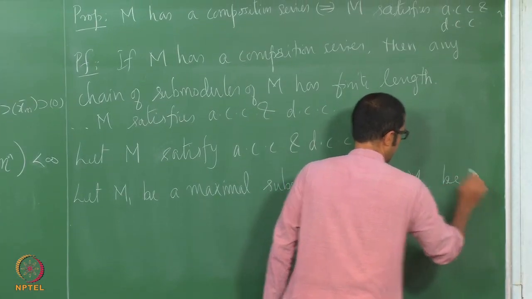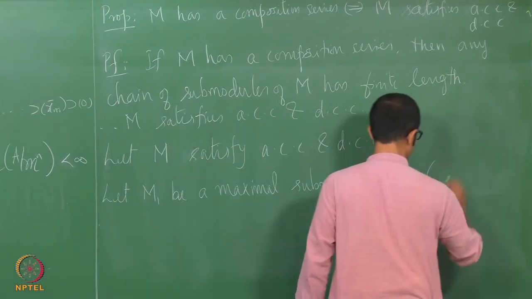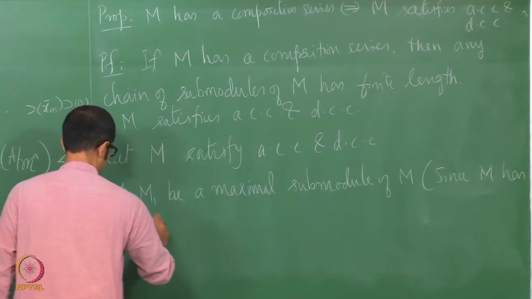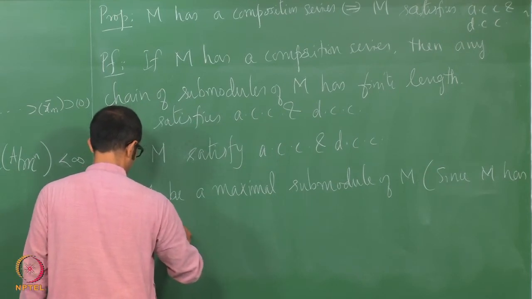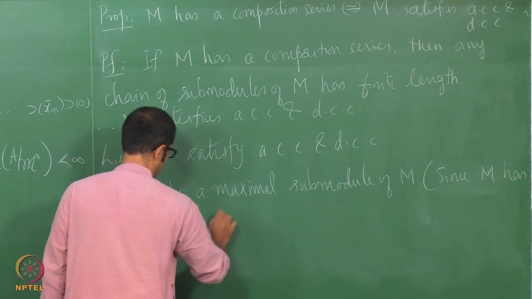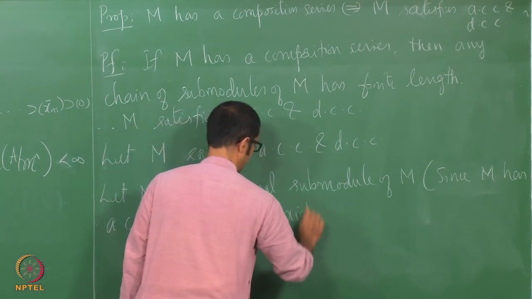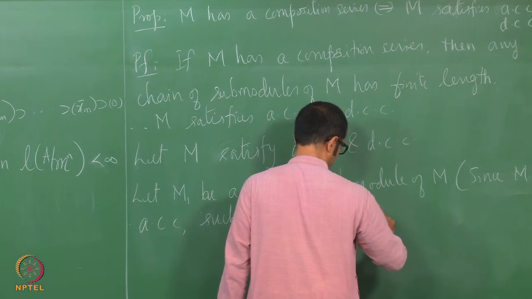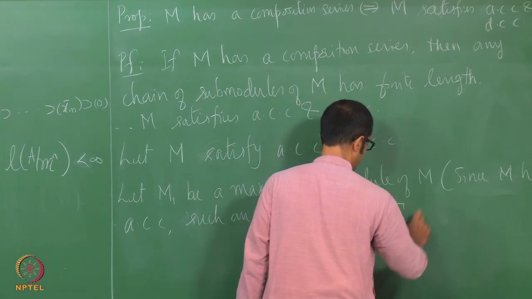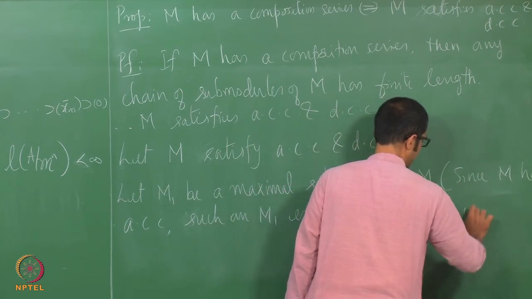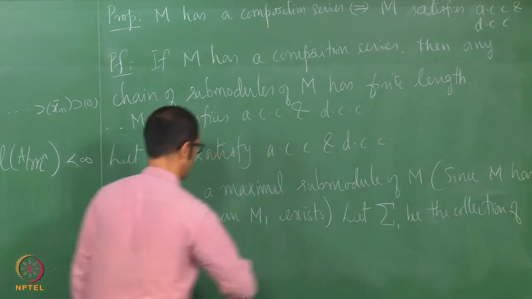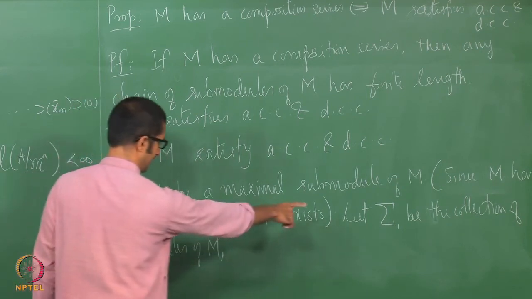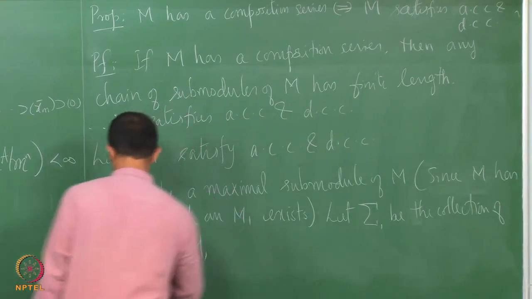Since M has ascending chain condition, such an M1 exists. Then now let sigma 1 be the collection of submodules of M1. This is a collection of proper submodules of M1.